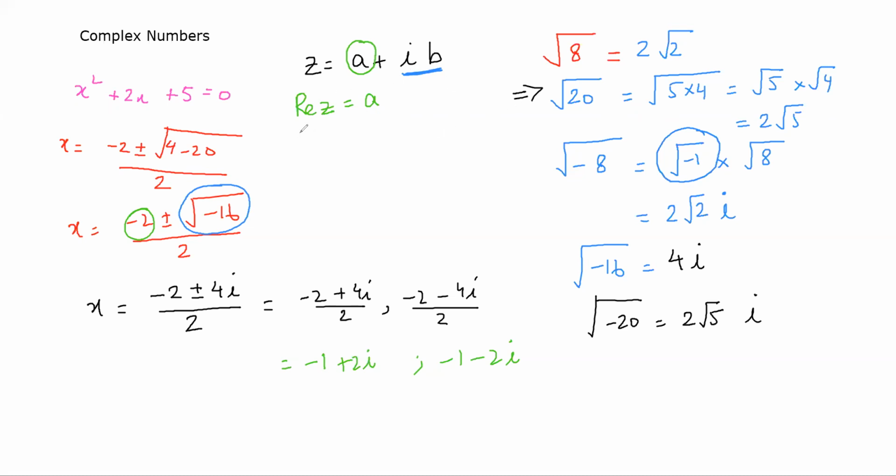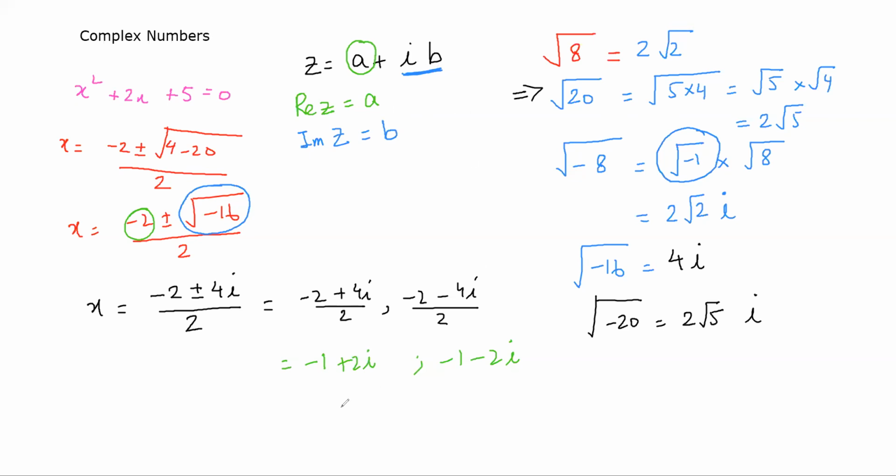So the imaginary part of this, we will write this as Im z. That is, the imaginary part of this complex number z is b. You will not write iota with that. Okay, this is the imaginary part because it is a multiple of iota here.